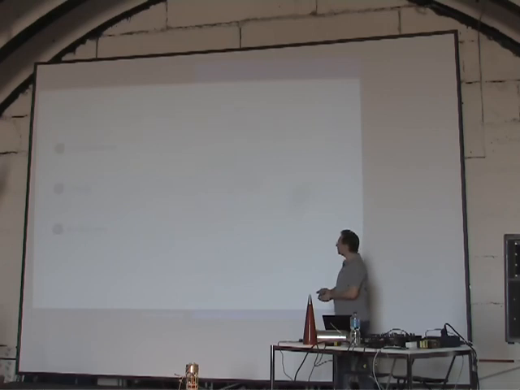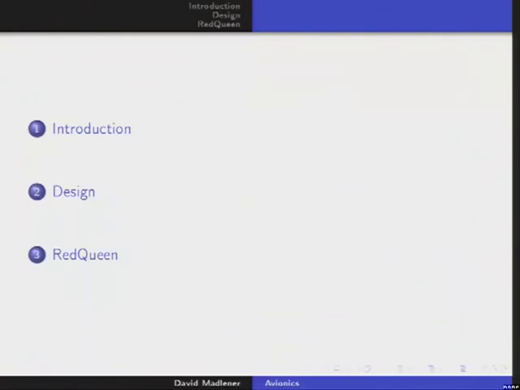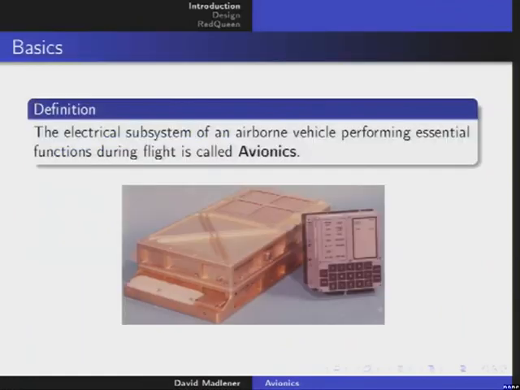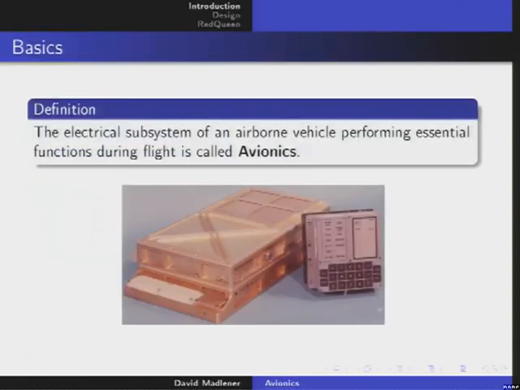So, we'll start with an introduction on avionics. Then I will talk about some design guidelines that you have to follow if you want to be successful building avionics, and then we will talk about our own avionics, the Red Queen that we will see here in front, and this part. So, what is avionics?